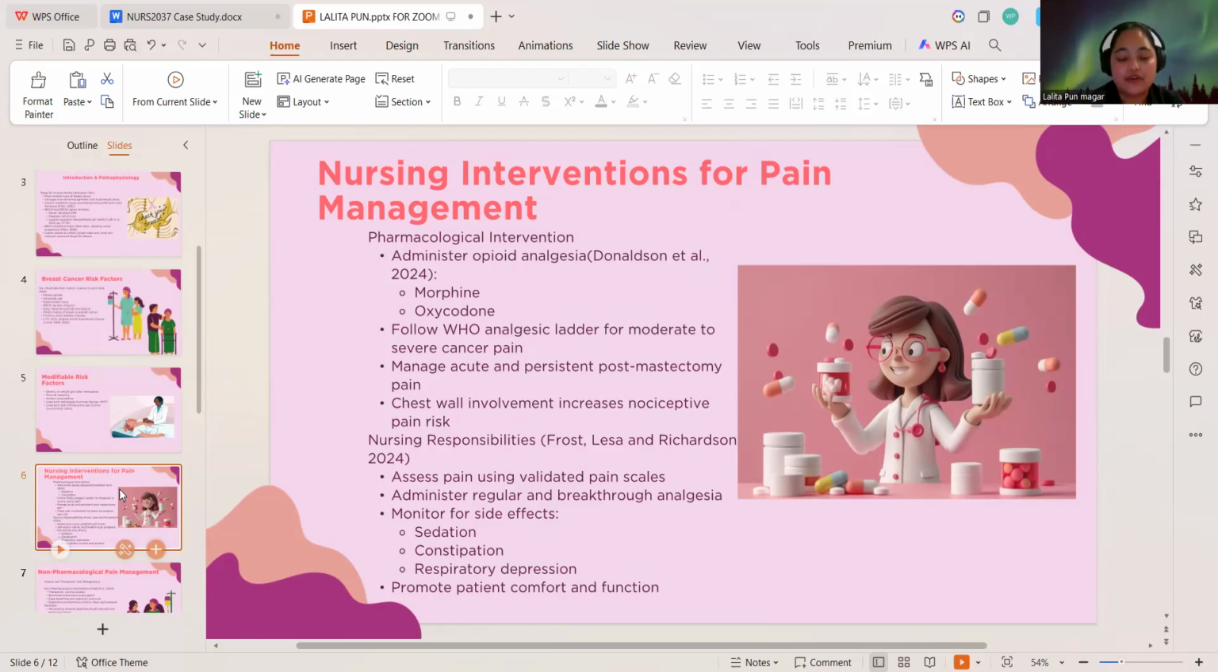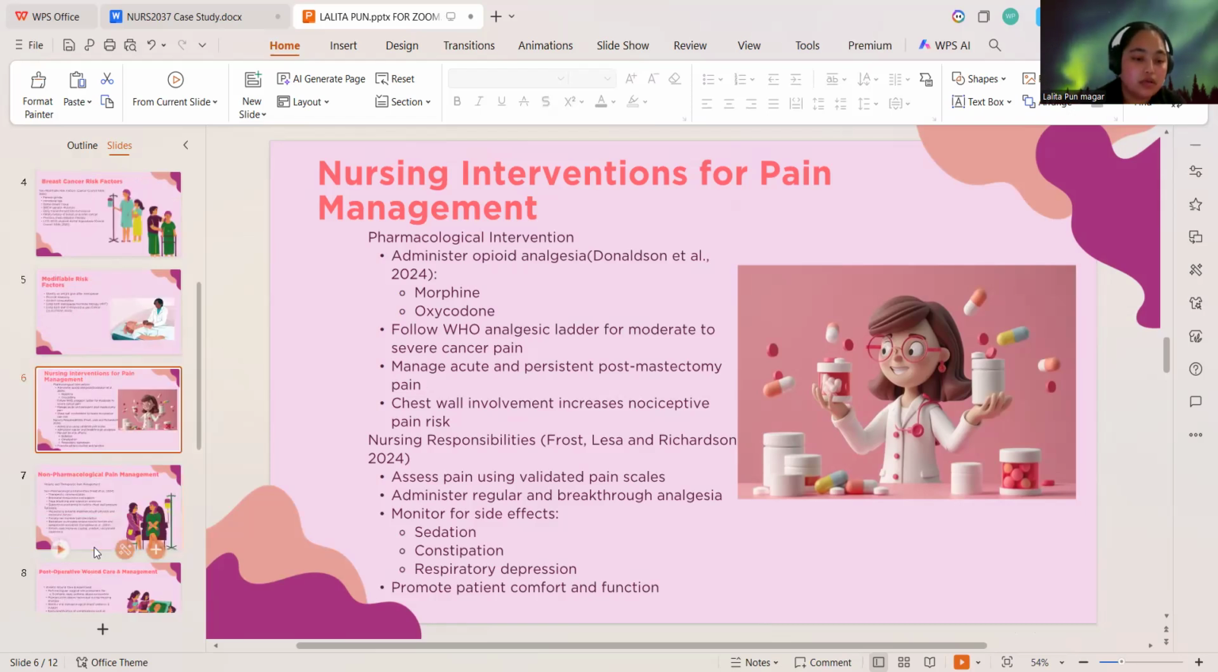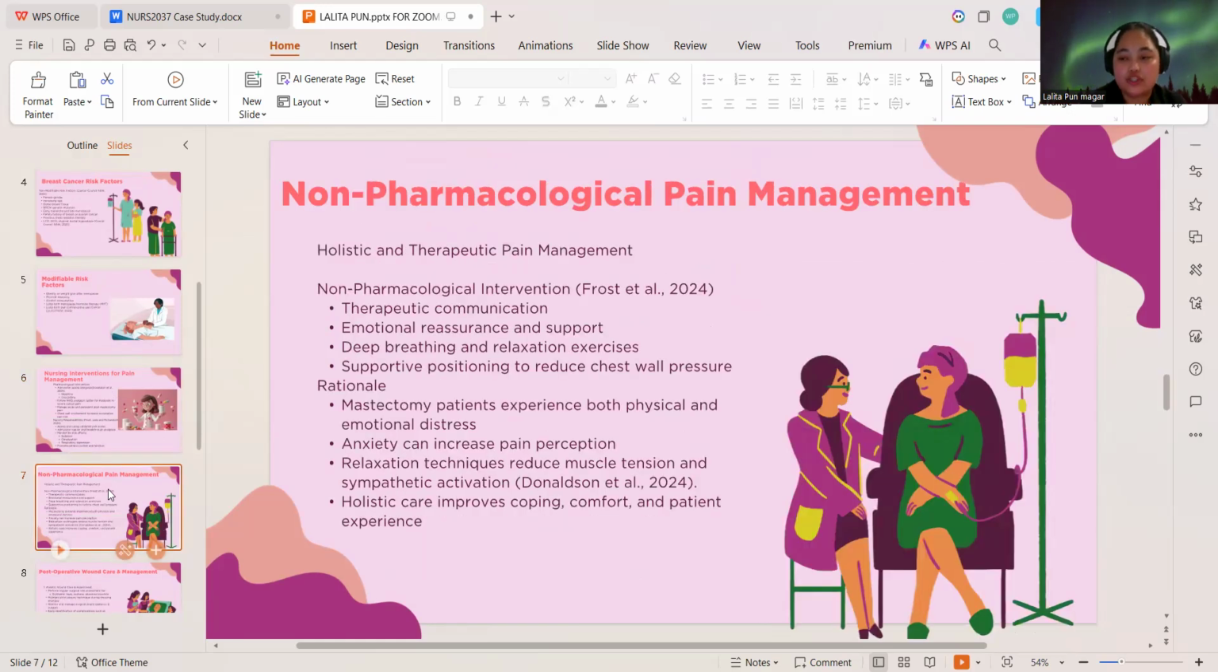Nurses are responsible for administering regular and breakthrough analgesia, assessing pain using validated scales, monitoring for adverse effects such as sedation, constipation, respiratory depression to ensure safe and effective control. So another slide we have got is non-pharmacological pain management.